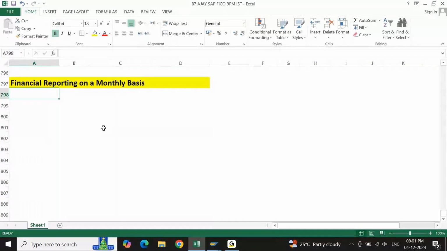Doing financial reporting on a monthly basis is mandatory for every organization. No excuses, no exceptions here also. It has got nothing to do with SAP. Whether you are using SAP or not using SAP, you must know it. Correct? Yes, sir. Whether you are using SAP or not using SAP, you must know this.